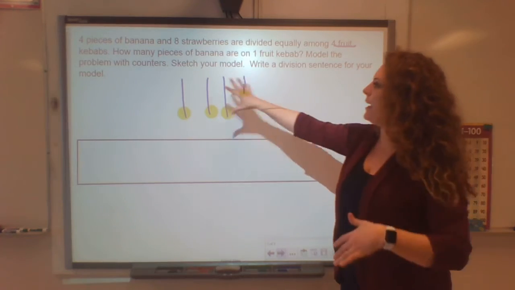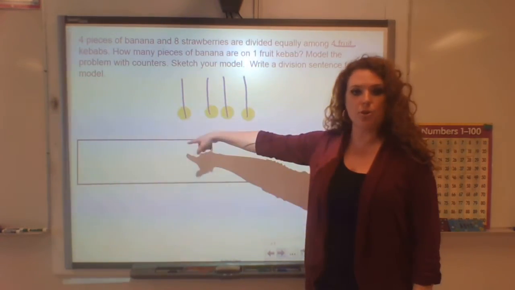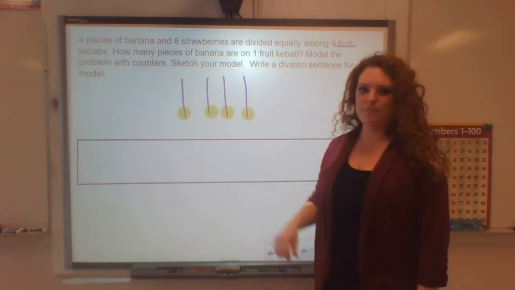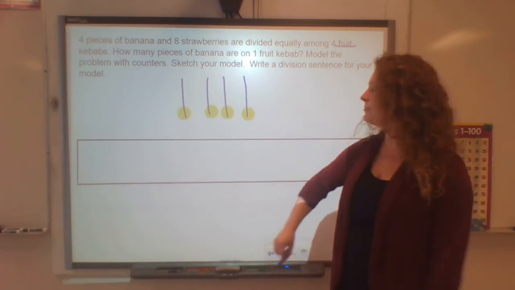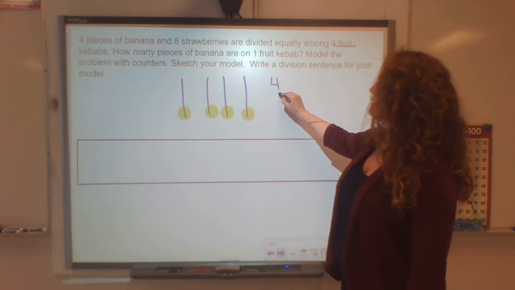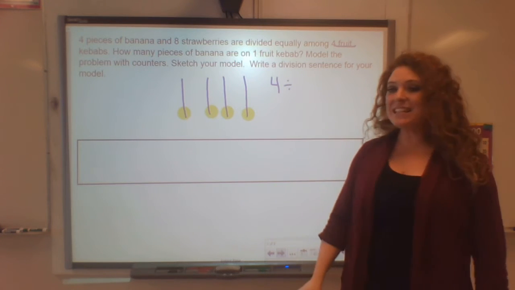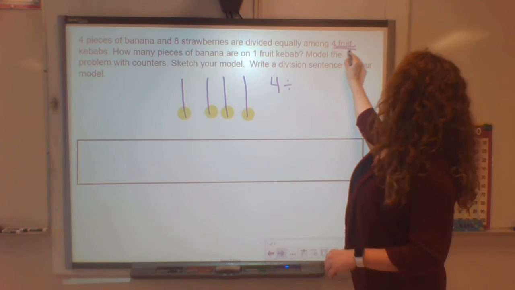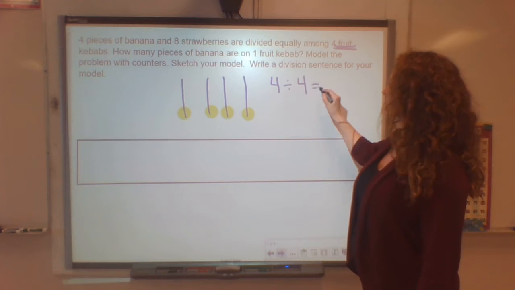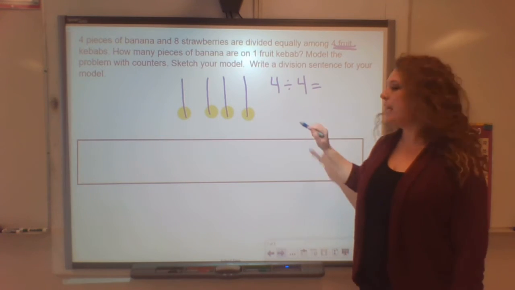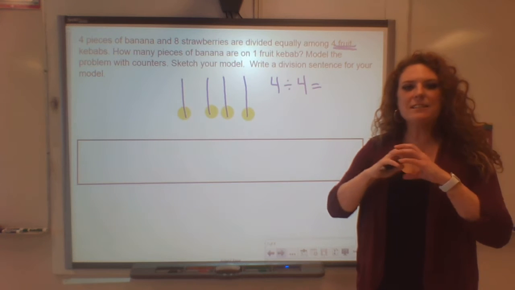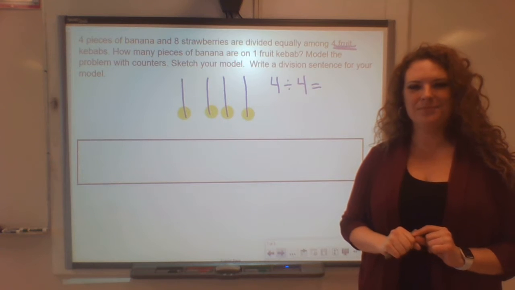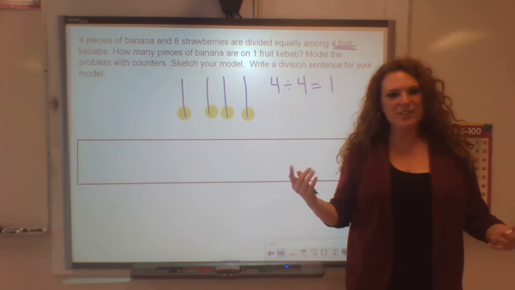So I modeled it with my counters. I moved it. Now if I were to sketch it, that means I would draw it. So maybe I would draw the circles. And then I'm going to write my division sentence for my model. Now, I always start with the biggest number, remember? So I'm going to start with I had 4 bananas. And I'm going to divide or share my bananas between 4 fruit kebabs. So I have 4 bananas and 4 kebabs. I've divided or shared them between each. How many bananas are on each kebab? You should have said 1. As you can see, it's 1.